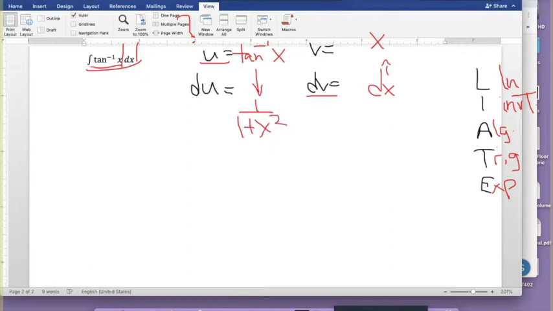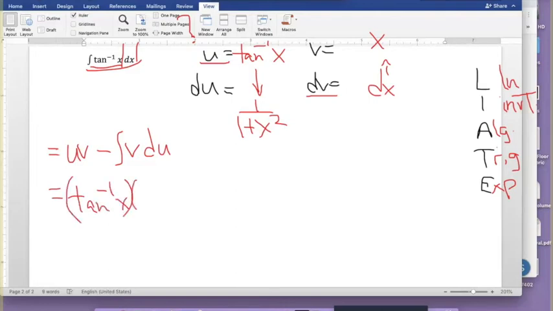All right, and what that's going to leave us with is our integration by parts is going to be u times v minus the integral of v du. And in our little table, that means the tangent inverse of x, that quantity times x, minus the integral of v du. Okay, we've got an x over 1 plus x squared dx.